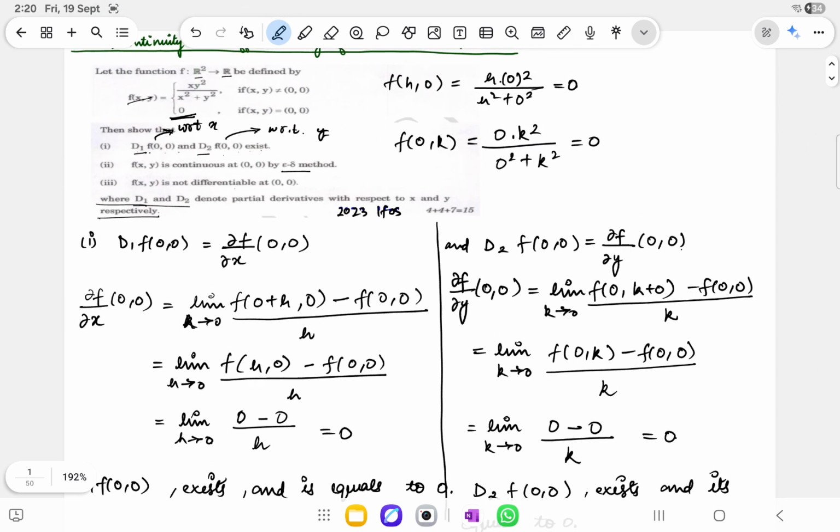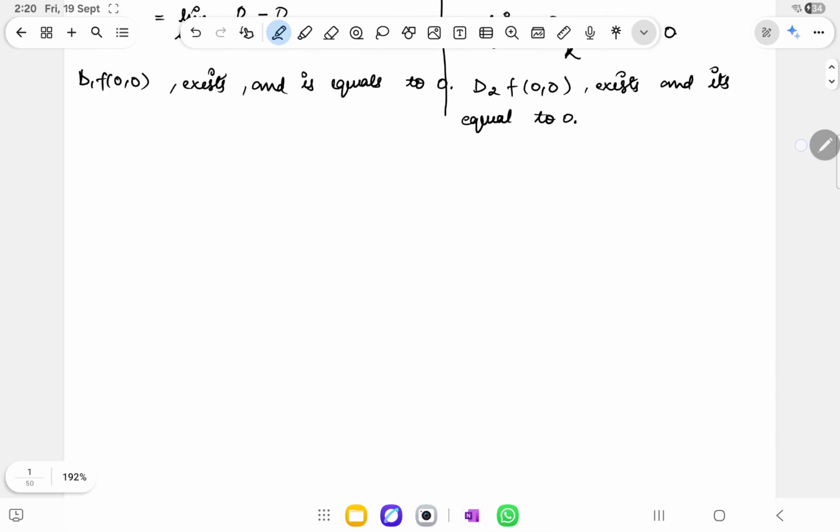In the second part they ask us to find whether the function f(x,y) is continuous at (0,0), and we are supposed to check it using the epsilon delta method. So let's do that. The second part says check continuity of f(x,y) at (0,0).